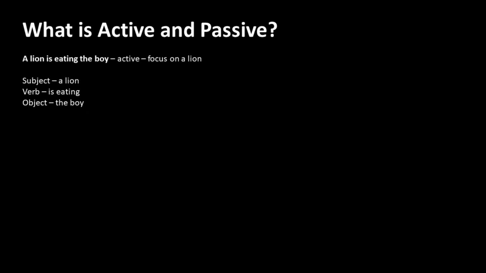Let us turn now to a statement in the passive voice. The boy is being eaten by a lion. This is, as I say, a statement in the passive voice, and the focus here is on the boy. The boy is being eaten by the lion. Again, let's list the various parts of this statement.